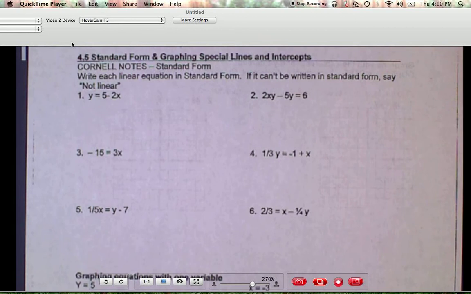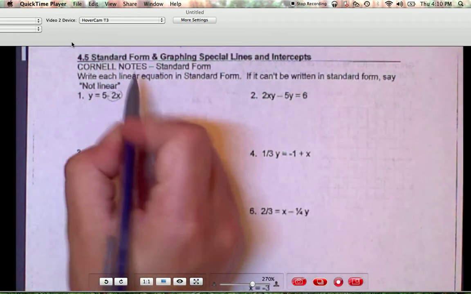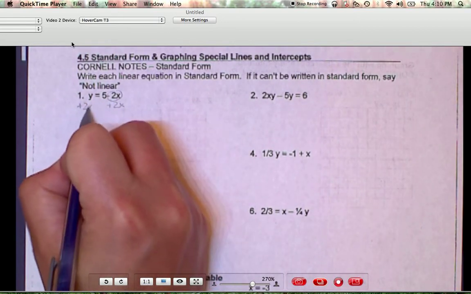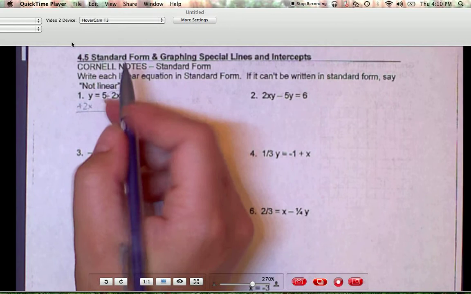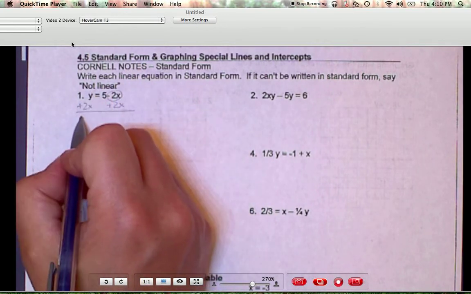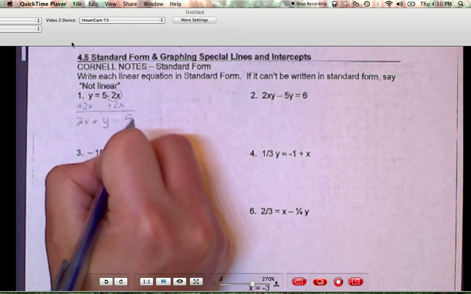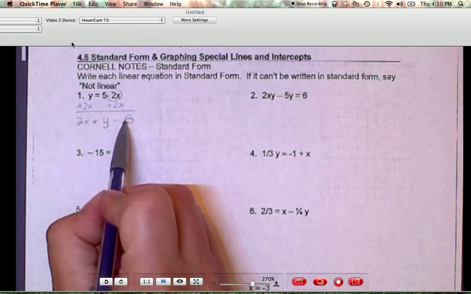It says, write each linear equation in standard form. If it can't be written in standard form, say it's not linear. So in number one, what is wrong with number one? It's in the wrong order. So this x that's on the right side of the equal sign needs to be moved to the left side by adding 2x to both sides. We just need to move it all the way to the other side. And remember, when you write these down, the x must come first. 2x plus y equals 5. So it's in the right order, number one.